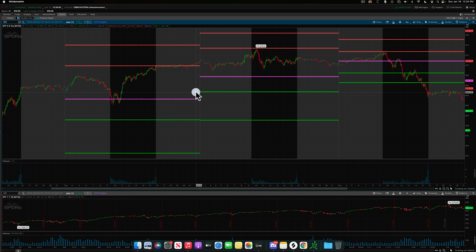Definitely add this to your charts, practice it, use it, add it to multiple time frames, go to your favorite charts, go to Tesla, go to Apple, and just see how it reacts at these levels, and then start to implement that in your own trading.